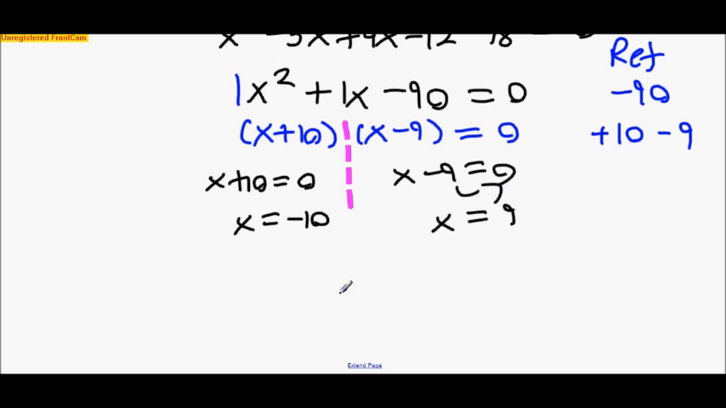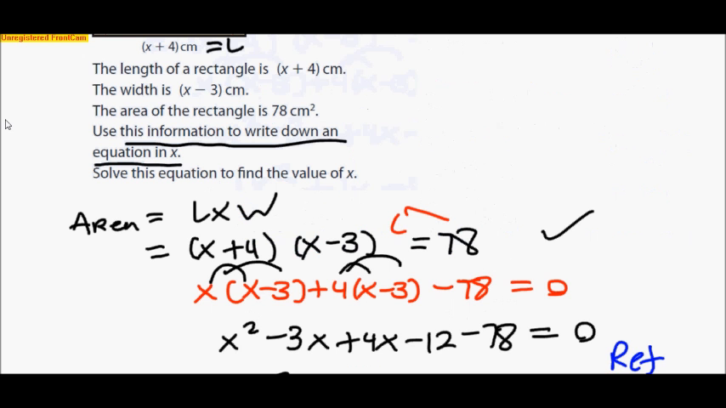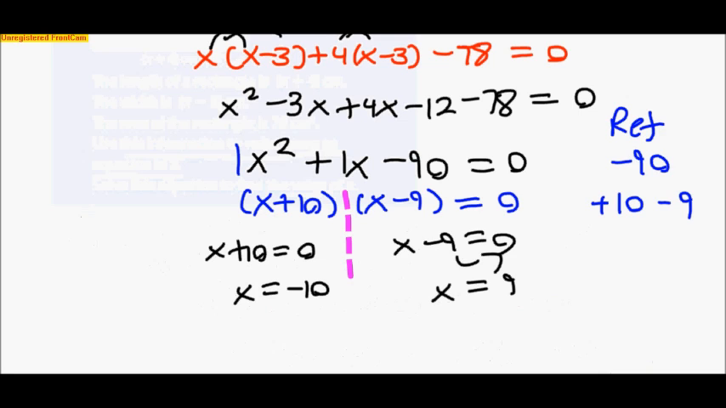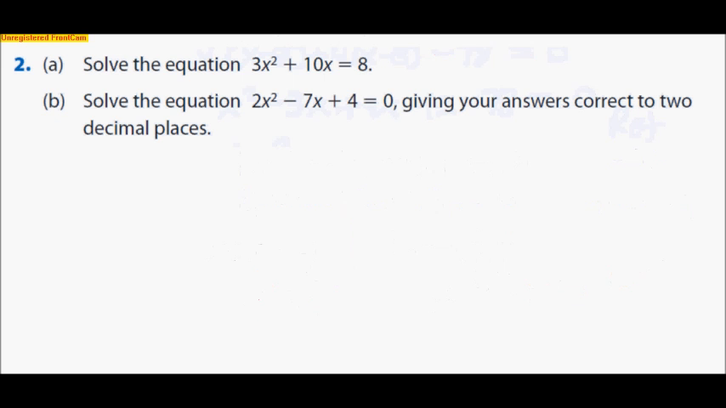Now, the problem with this is x is a length, okay? So it says find the value of x, not the values. So this means that this one here is wrong because x can't be a minus length. So the correct answer is 9 centimeters. Okay, solve the equation 3x squared plus 10x equals 8.